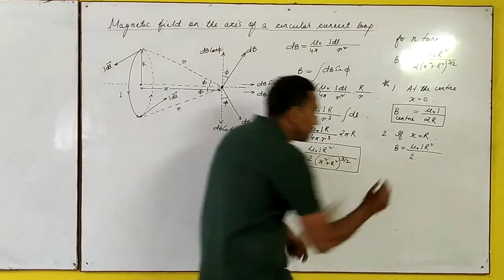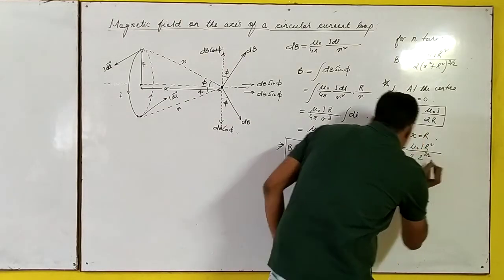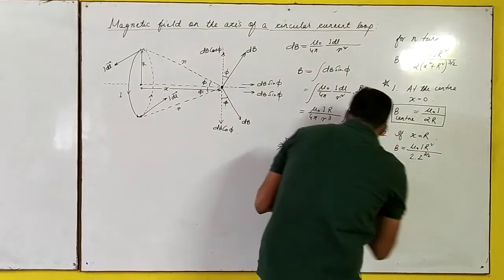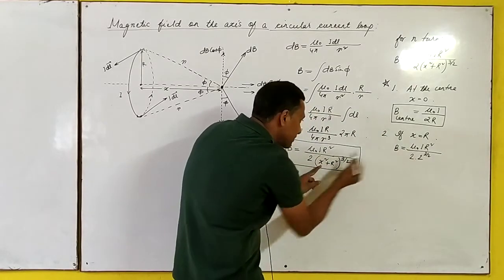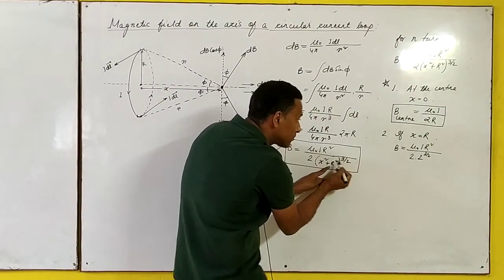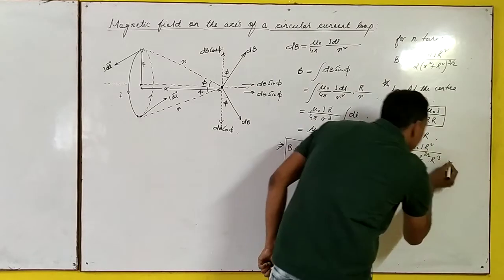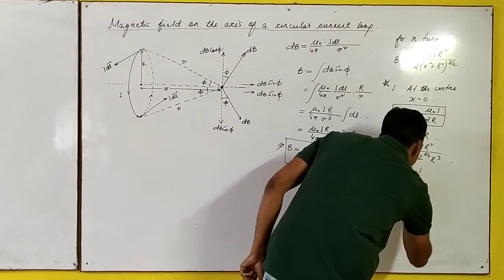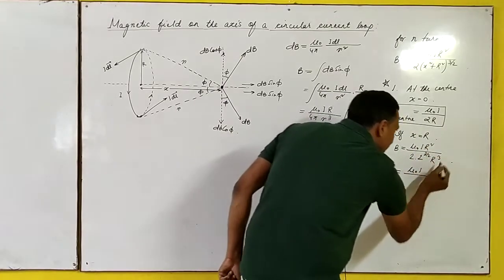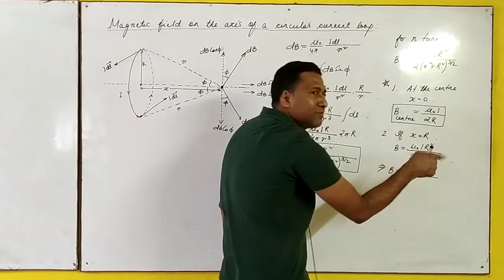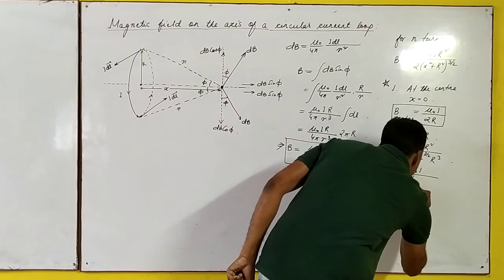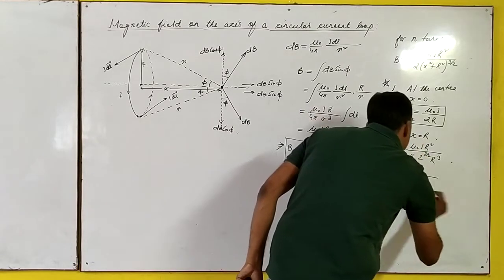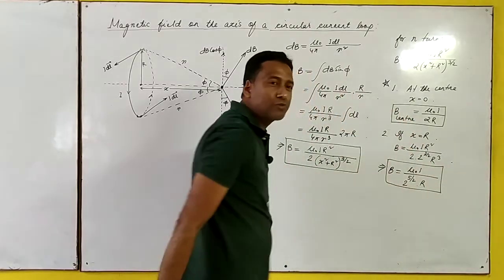So 2 to the power 3 by 2, and r square, twice r square, 2 to the power 3 by 2 I have written. R square to the power 3 by 2 will become r cube. So finally B is equal to mu naught I divided by r square cut 1 r is there. So 2 to the power 1 plus 3 by 2 will become 5 by 2 into r. So that becomes the expression for magnetic field if x equals r.